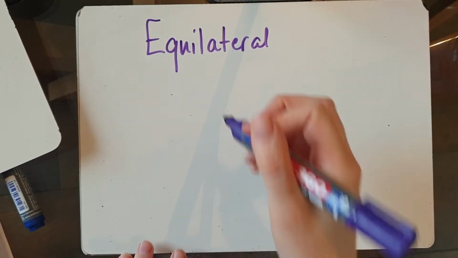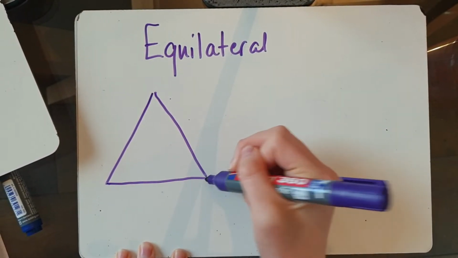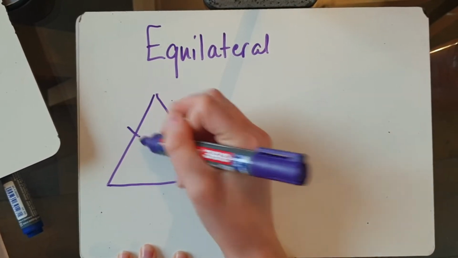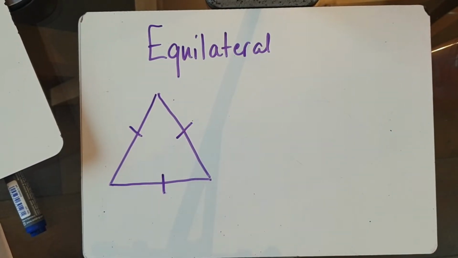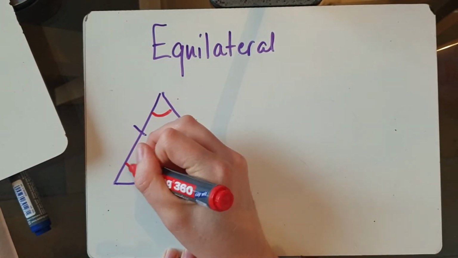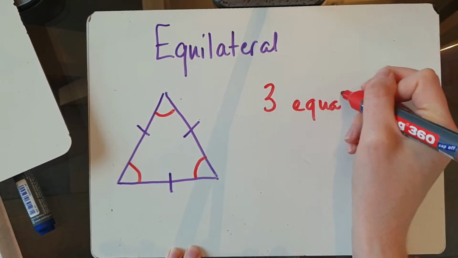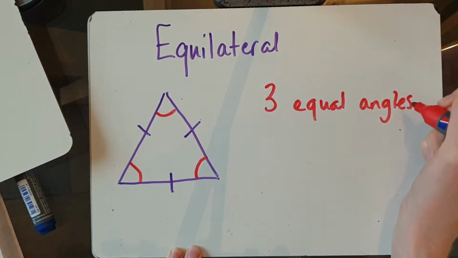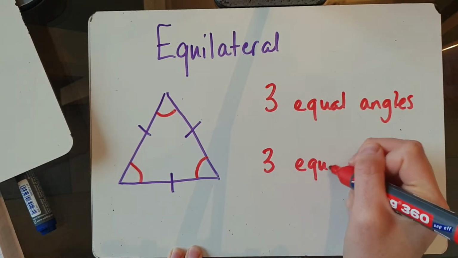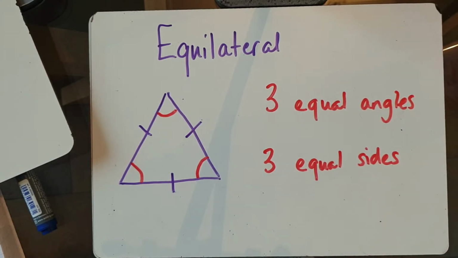An equilateral triangle has 3 equal sides and 3 equal angles. So all 3 sides are the same length. We can represent that with these lines like this. And all 3 angles will be the same size. For an equilateral triangle, we have 3 equal angles and 3 equal sides. So that's an important piece of information. So make sure you've got that copied down. Pause the video if you need to.